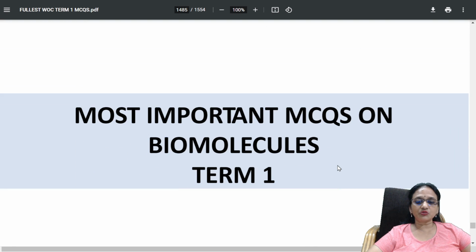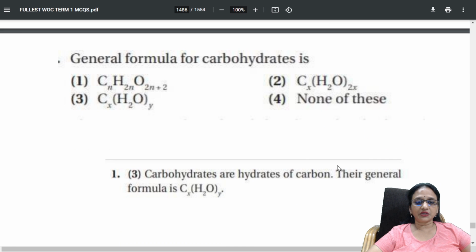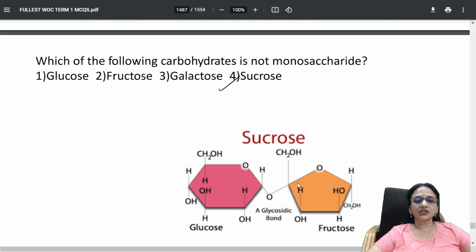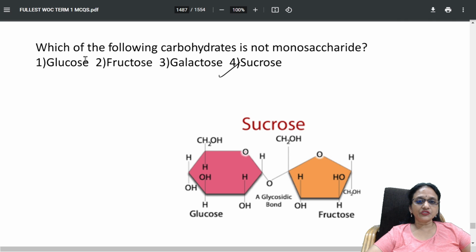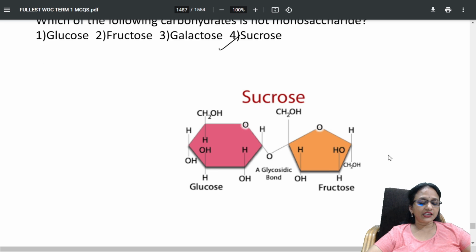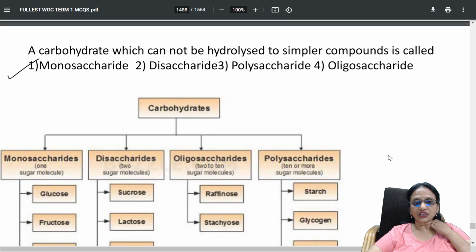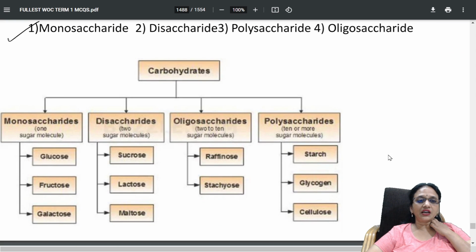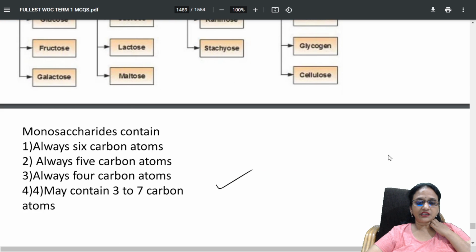Important MCQs of biomolecules. Everywhere I'm given the question, I've given the answer. So please go through that. For example, which of the following is a carbohydrate or not a monosaccharide? Sucrose, because it is made up of two units. Like that, I have given a question and I have explained it.